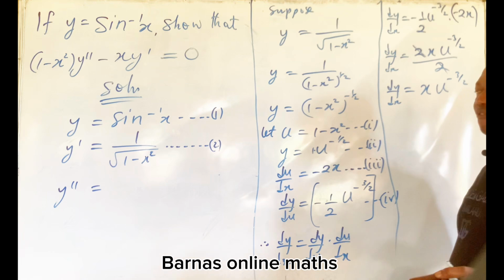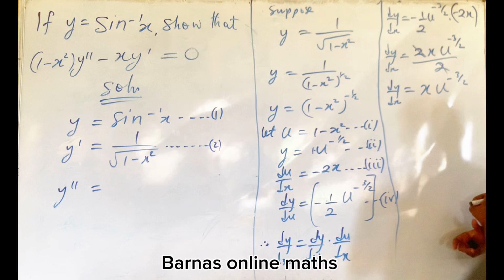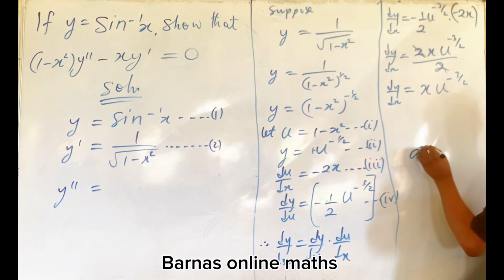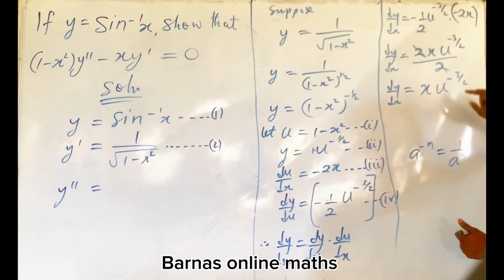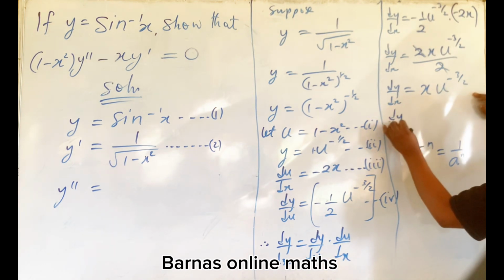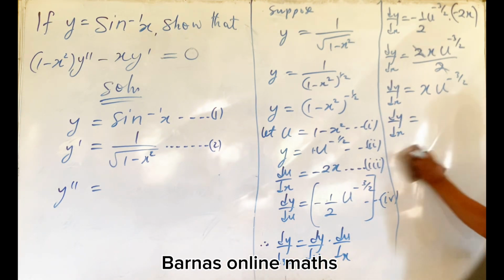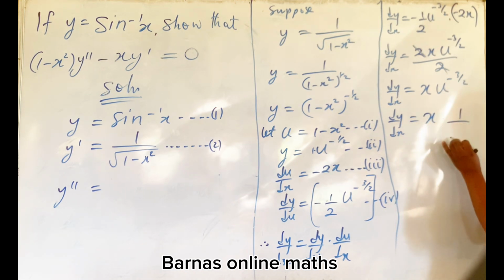Still recall from the law of indices, and of course, we are told that a to power minus n is the same as 1 all upon a to power n. Having this in mind, let's apply it here. So we now have that our dy dx will be equal to x times, this becomes 1 over u to power 3 over 2.